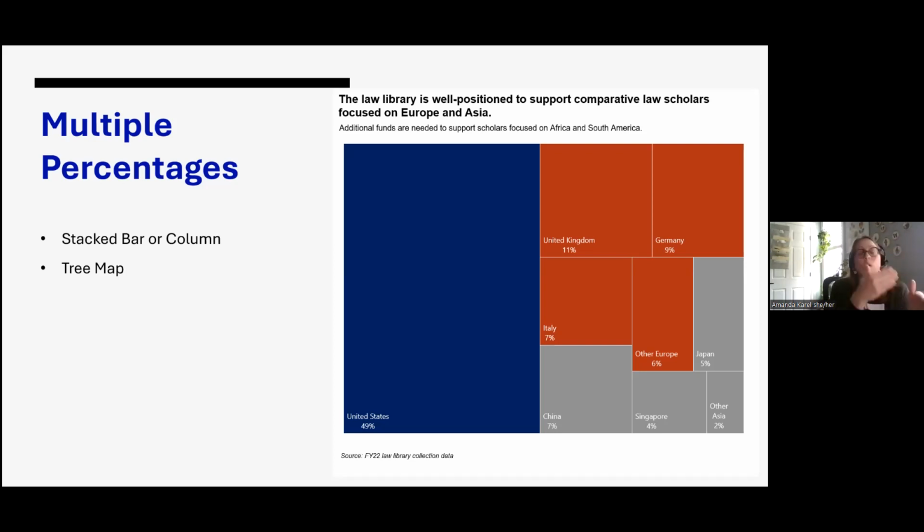And the nice thing that you can do with a tree map is you can play with color to help highlight how things hook together. So here, United States is in blue, European countries are in red, Asian countries are identified in gray. And our headline says, hey, we're well positioned to support comparative law scholars focused on Europe and Asia. We need additional funds if you want to bring in scholars focused on Africa and South America, because notice our collection has nothing, because that equals 100%.